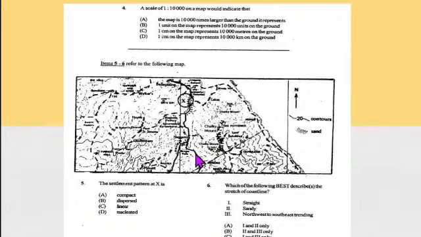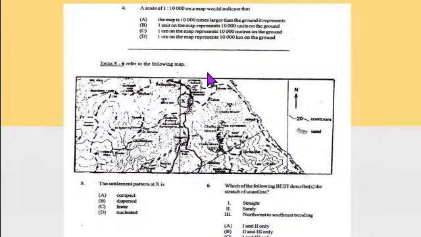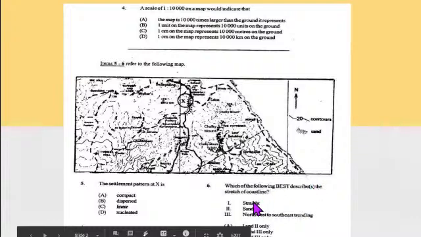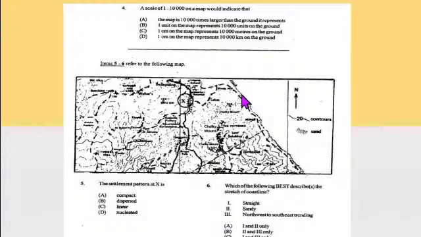For 6 on this page. Which of the following best describes the stretch of coastline? So the coastline is at this area, right along here. And we have 3 options. 1, it is straight. 2, it is sandy. Or 3, northwest to southeast trending. That is basically telling you what direction it is running in. 1, it is straight. Yes, the coastline in this case looks straight. 2, it is sandy. This is the symbol for sand. We're seeing all the dots here, which suggests that it is sandy.